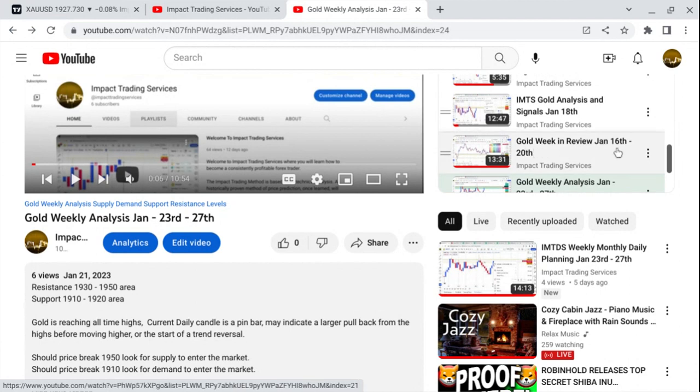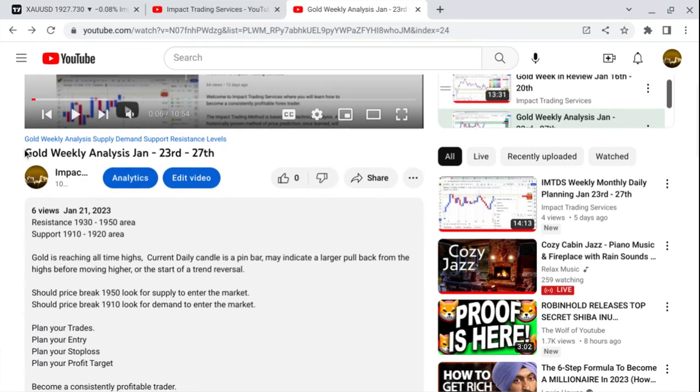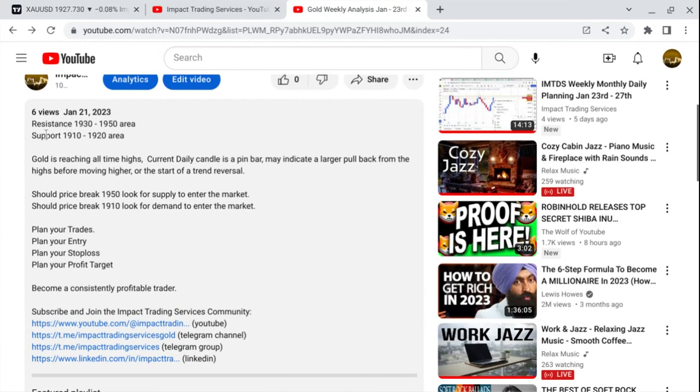This is the Gold Week in Review for the week of January 23rd to the 27th. At the beginning of the week, we said resistance area between 1930 and 1950, support between 1910 and 1920, all-time highs. Should price break 1950 or in that area, look for supply, price to go down. For price to find a support area for trade and trend continuation, look for price to find support in the 1920-1910 area. Plan your trades, plan your entries, plan your stop losses, plan your profit targets.